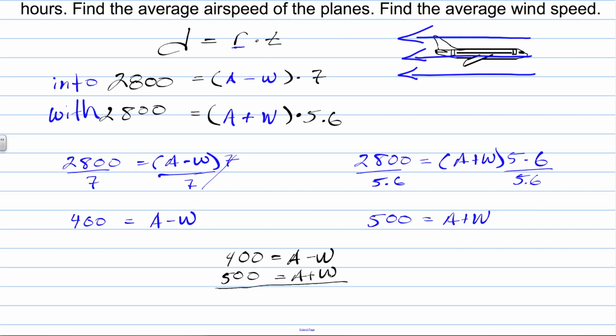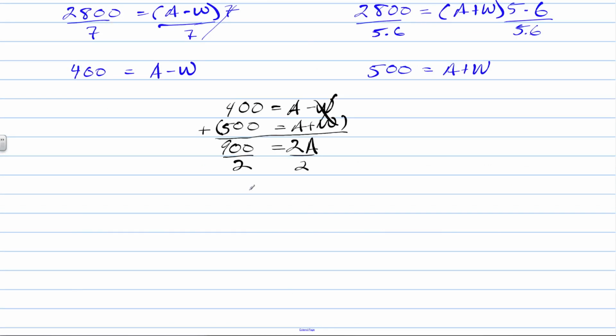Now I can use elimination. I can add these two equations together. 400 plus 500 is 900. And that's equal to A plus A is 2A, and these W's cancel out because they have the same coefficient with opposite signs. So I'm left with 900 is equal to 2A, so I divide each side by 2. When I do that, that gives me A is equal to 450.